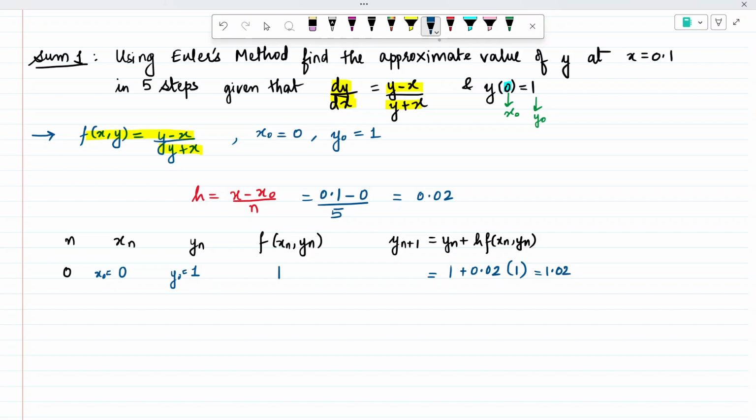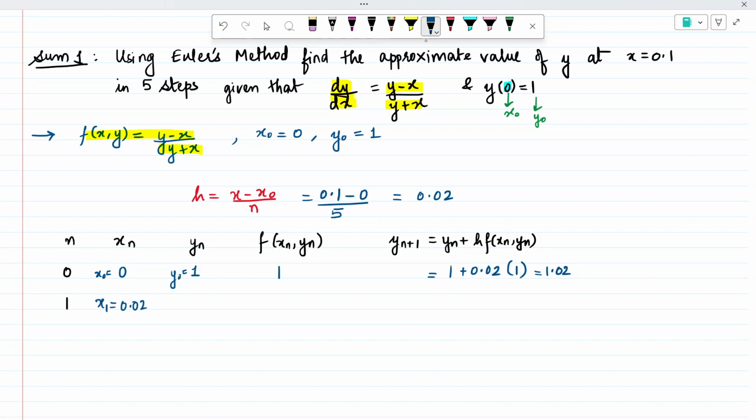This is your y1. Now let's substitute n is equal to 1. Here it will be x1. How much is x1? The value of x1. 0.02. Very good, 0.02. To calculate x1, what do you have to do? x0 plus h.